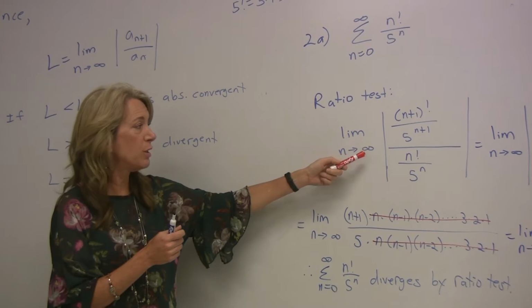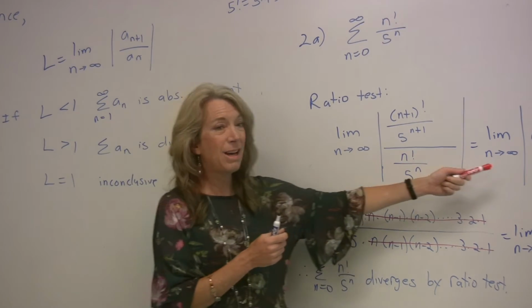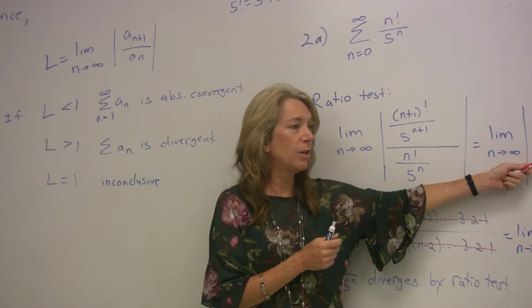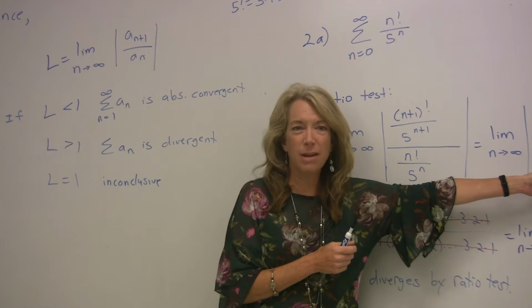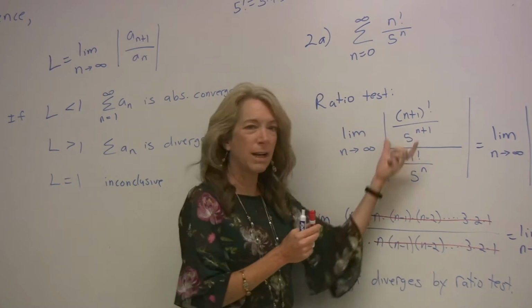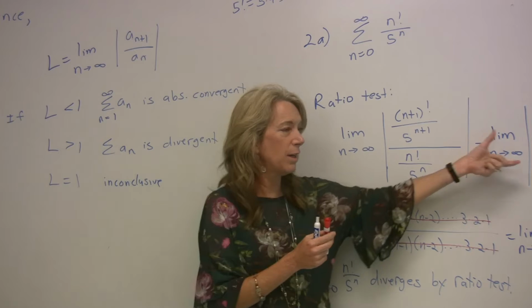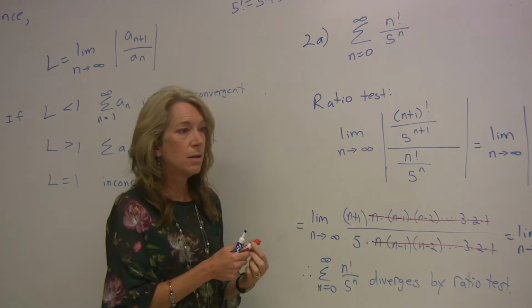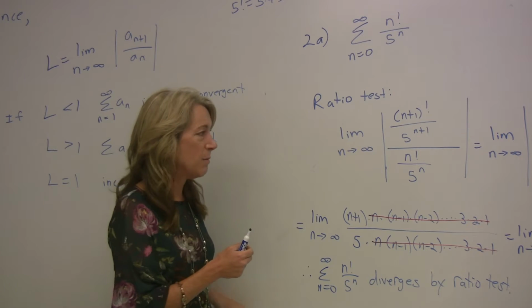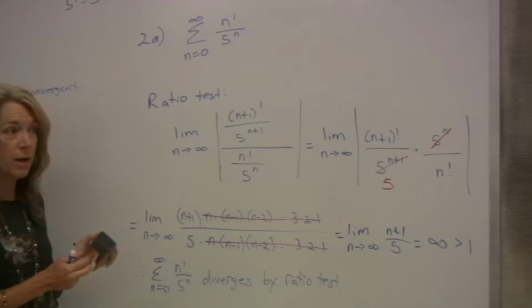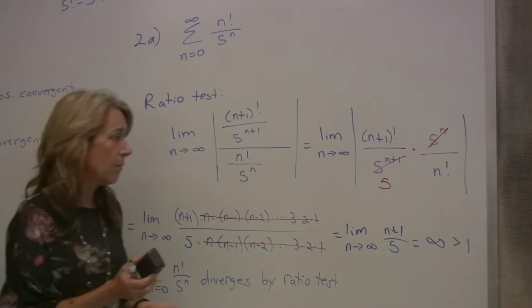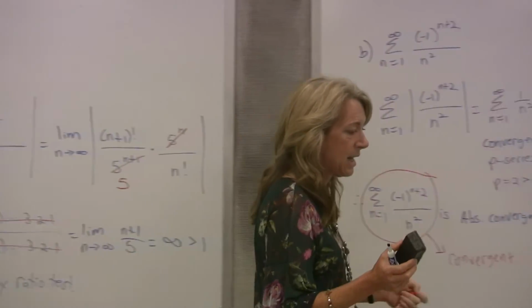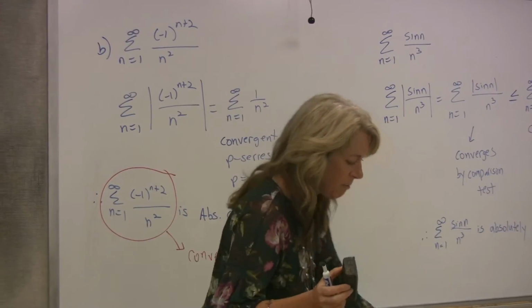A lot of people will start the ratio test right here, where they take a term times the reciprocal of the one before it. That way you don't have to write a fraction over a fraction. You can just write a fraction times a reciprocal. It's the same thing. Saves you some space. We'll do that on the next one. Let's look at the next one. Next one is messy.